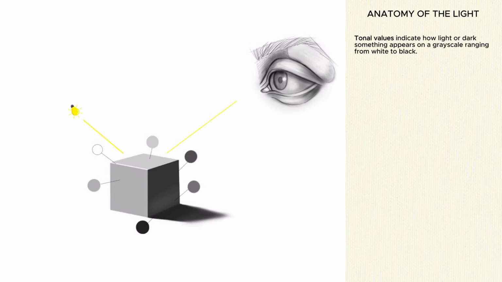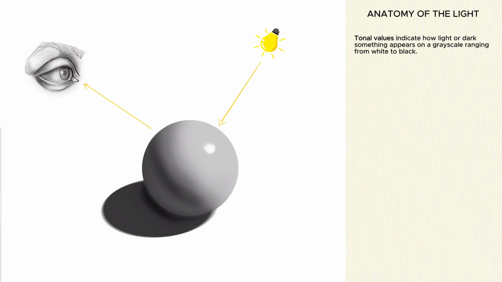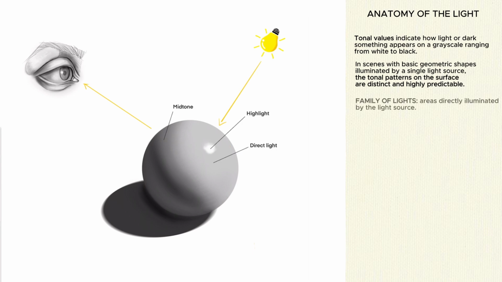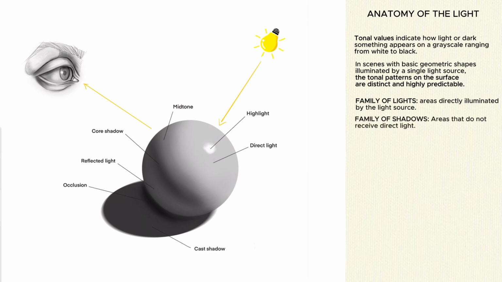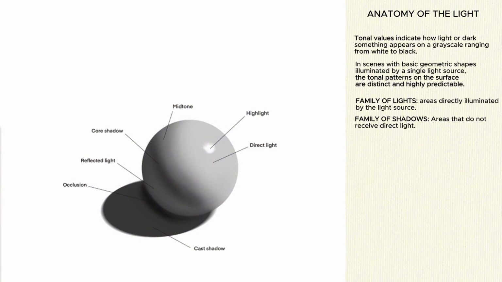In scenes featuring simple geometric shapes, such as a sphere illuminated by a single light source, distinct patterns can be observed on the object's surface. Put simply, the resulting tonal value map is highly predictable. Within this pattern, we can distinguish two main categories of values: the family of lights and the family of shadows. The family of lights includes all areas of the object directly illuminated by the light source, while the family of shadows comprises areas that do not receive direct light and therefore appear darker. This interplay of lights and shadows, which forms on the surface of an illuminated object, constitutes what we define as the anatomy of light of an object.